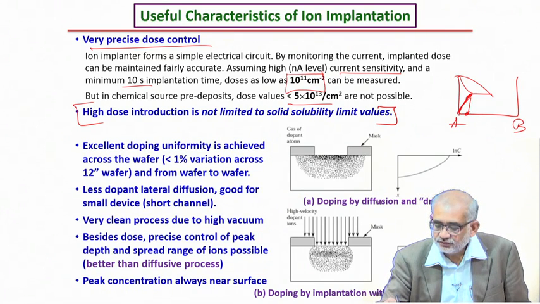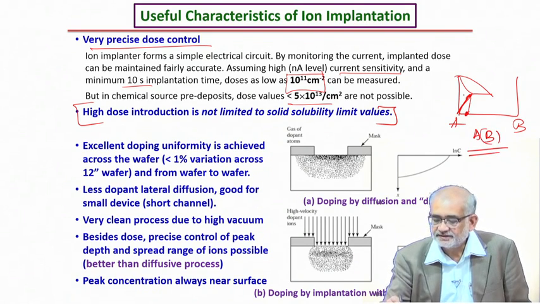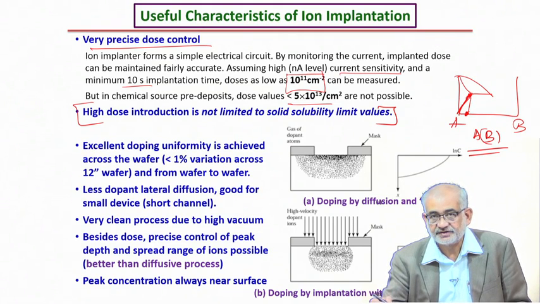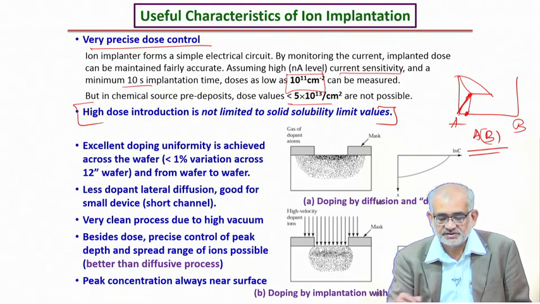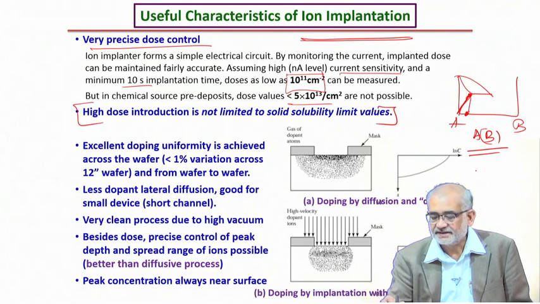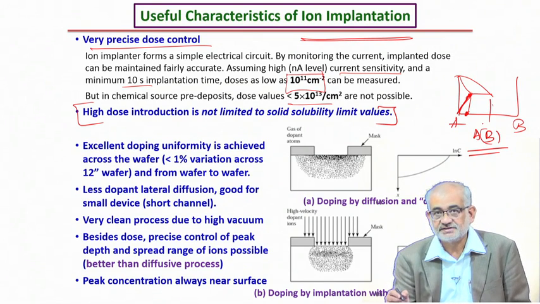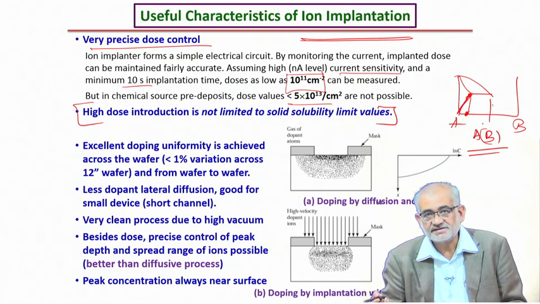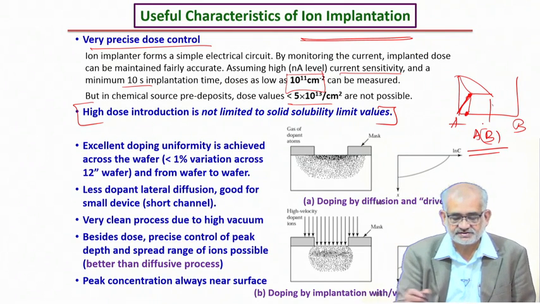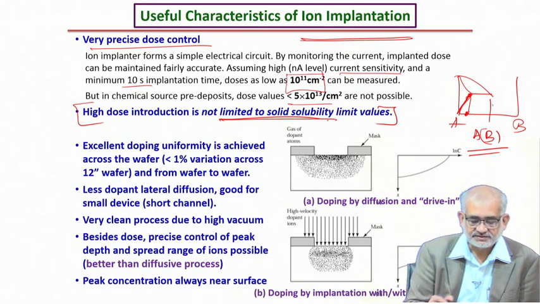Now, if you want more than this amount of B in A, so you want to pump in more of B in A, this is the solubility constraint in equilibrium systems. This is a highly non-equilibrium system. So by ion implantation, I can easily force much more than this limit. I can have even 50% B in A in a very localized region. So obviously, I can tailor the surface and the properties related to the surface. This is a very important utility of ion implantation.